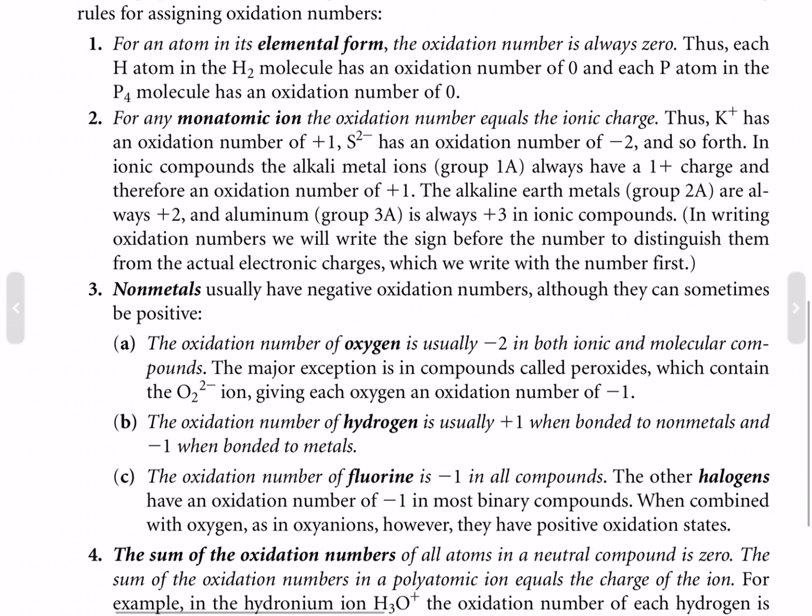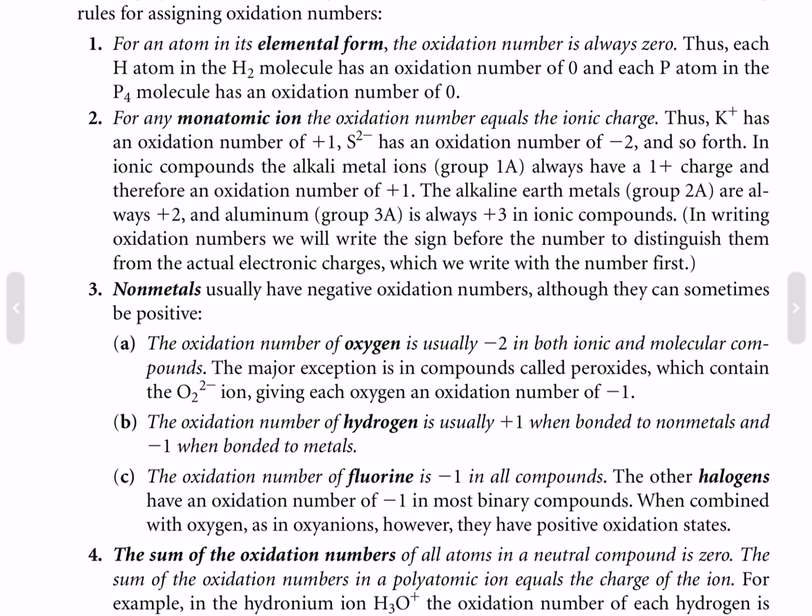For an atom in its elemental form, the oxidation number is always 0. Thus, each hydrogen atom in the H2 molecule has an oxidation number of 0. Each phosphorus atom in the phosphorus P4 molecule has an oxidation number of 0. Number 2. For any monoatomic ion, the oxidation number equals the ionic charge.